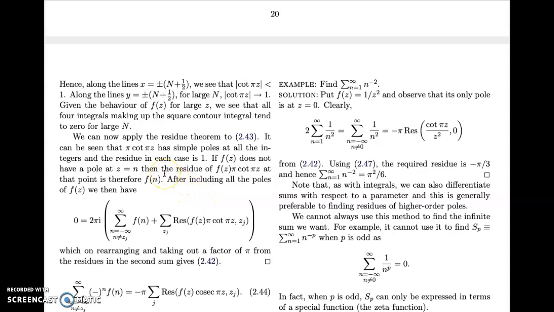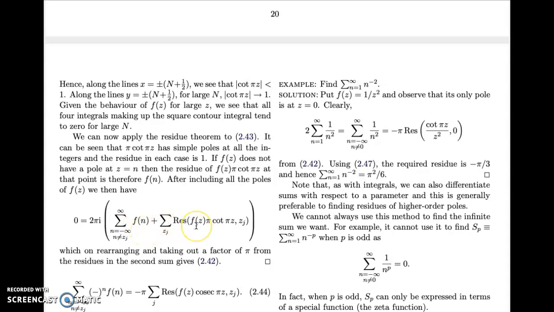So basically, if there is a pole at z equals n, then we have to evaluate the residue at that point, which is this. If there's no pole, then we just end up with f of n. So applying the residue theorem, the integral is equal to 0, and we've got 2 pi i times the sum of all the residues. So there's the bit where there's no problem, where the pole of f of z doesn't coincide with a pole of pi cot pi z. That gives us the sum of f of n.